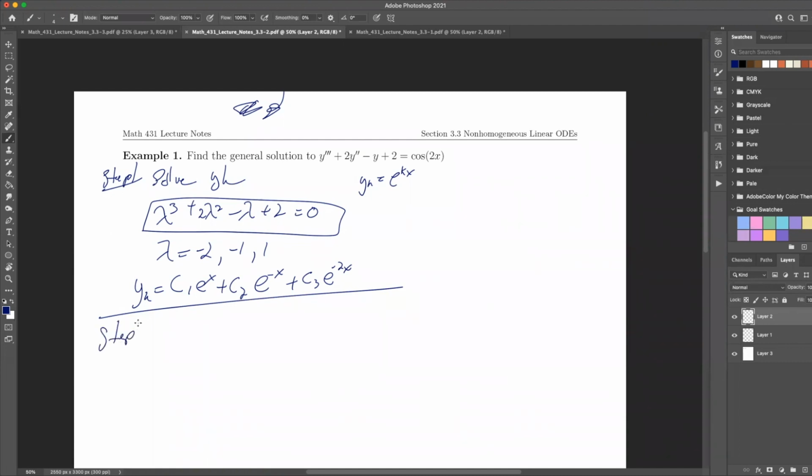Anyway, so step 2. Here we get the initial value, so we get this and we just plug it in. For some reason I wrote this backwards in my notes, so I'm going to keep it that way.